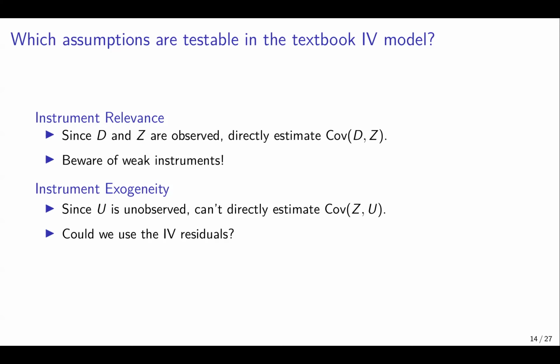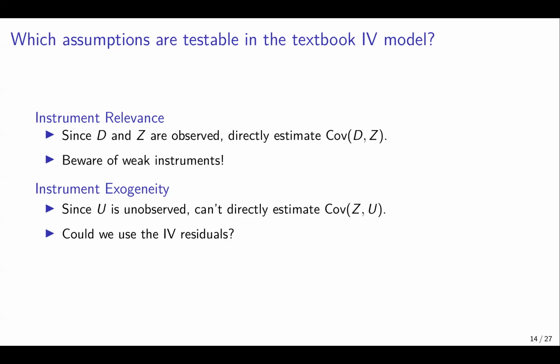So to answer this question, I actually want to go back, and I want to start by reviewing a little bit of the textbook IV model. So remember the textbook IV model, there were two assumptions. Instrument relevance, namely that the covariance between D and Z is not zero. Can we test this? Sure, because D and Z are observed.